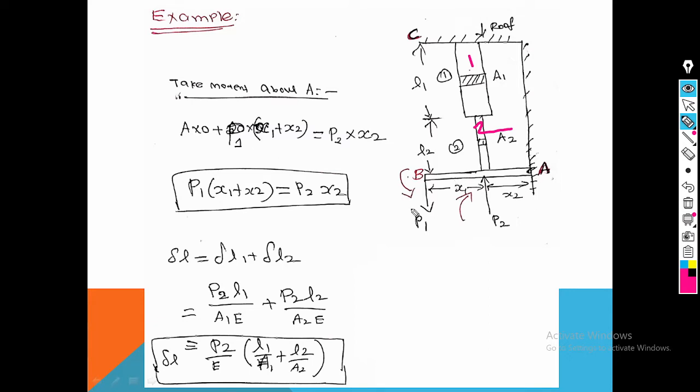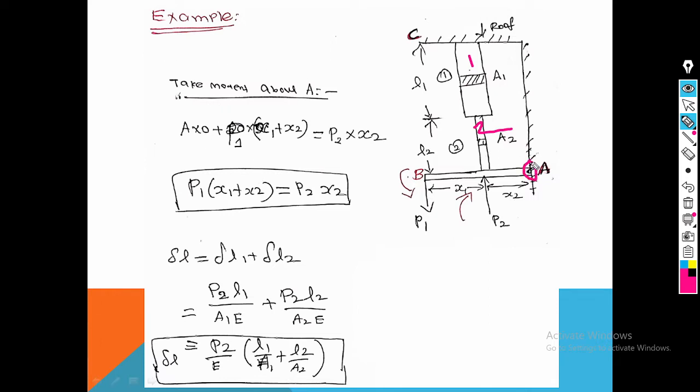The load at the end support is in the downward direction, P1, and in the middle is P2 in the upward direction. The distance between the two loads is x1 and the distance between P2 and the roof is x2. First, take the moment about point A.